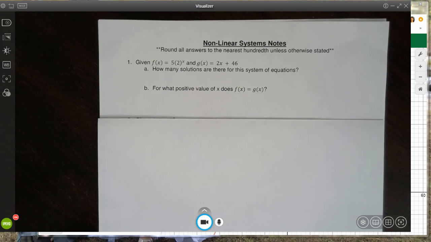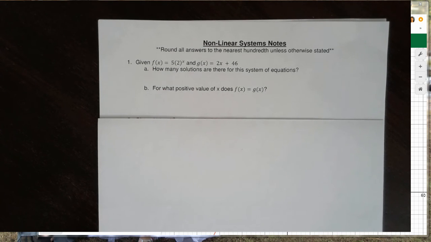We are now in the second half of our systems of equations unit, and now we're going to start looking at what happens if I have non-linear functions involved in my system. So we're going to go through 5 or 6 examples together. The first one, we have been given an exponential function and a linear function. And the first question for us is how many solutions there are to this system.